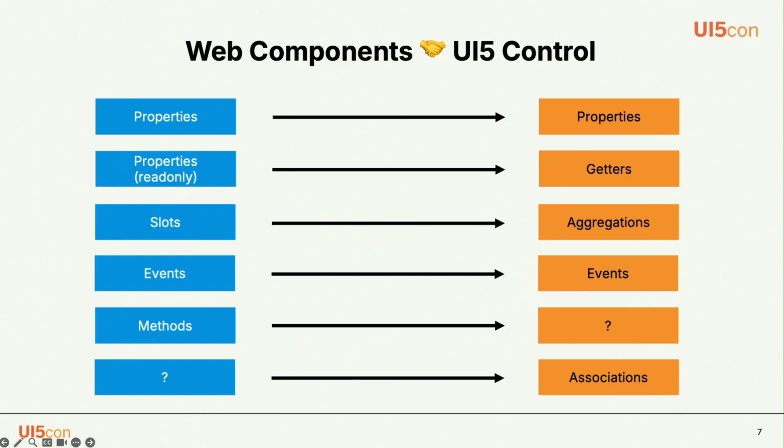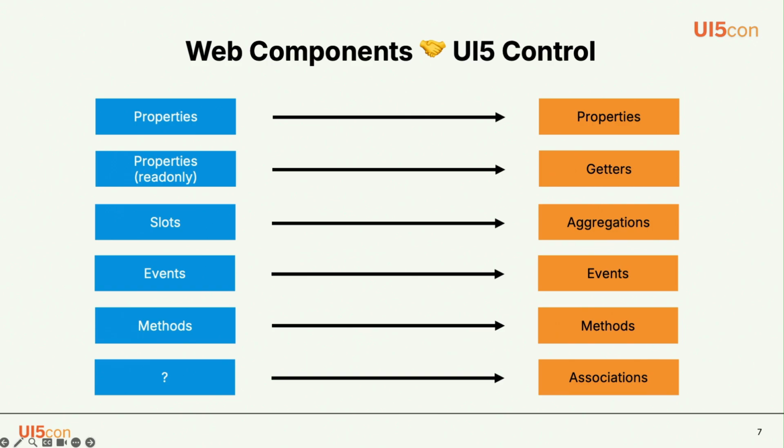And for methods, it's quite the same. You can't define methods in the UI5 metadata, but we can offer methods at the prototype of a control instance, for example. So these are easy things we could map in this direction.